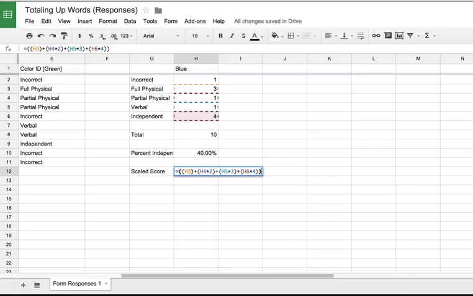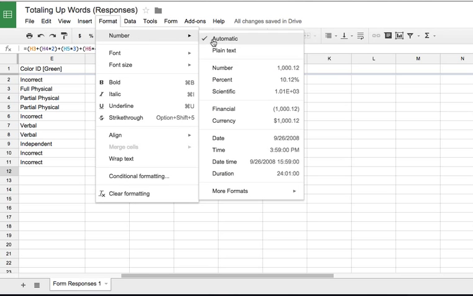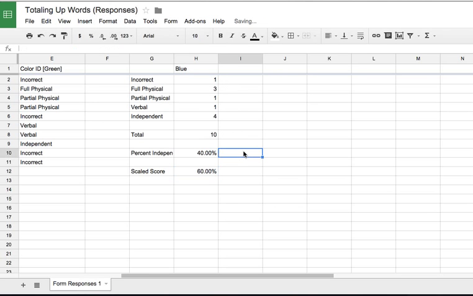You have to remember your order of operations for this, your PEMDAS or whatever it was called. Now I'm going to divide all of that by the total multiplied by 4, because that's the most you could possibly get. So in this case, I'm going to divide the whole thing by 40. That's my formula. It looks scary, but when you think it through, it kind of makes sense. I'm going to hit enter. I get 0.6, then format, number, percentage. That's 60%.